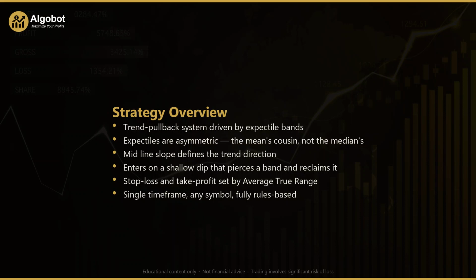An expectile is closely related to the mean, in the same way that a quantile or percentile is related to the median. The strategy calculates three expectile levels over a rolling window of closing prices: the upper band, the lower band, and a middle line that sits at the average.